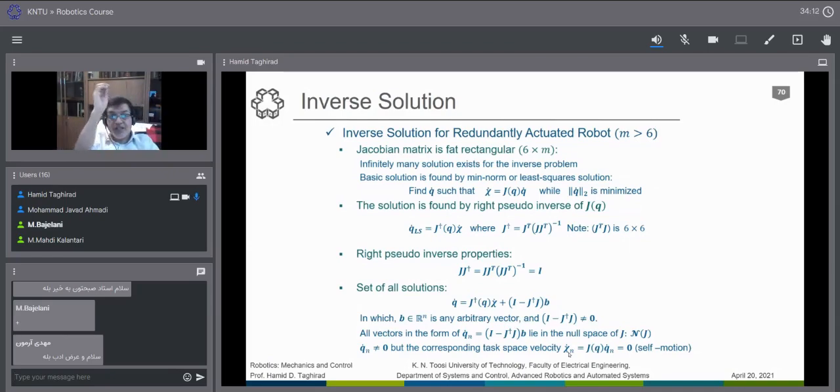As you see, the self-motion means that you are fixing the last point. If x dot is equal to 0, no velocity is given there. There is some motion in the Q space that you can make and get the same solution. Please give any interruption and ask a question if you have.